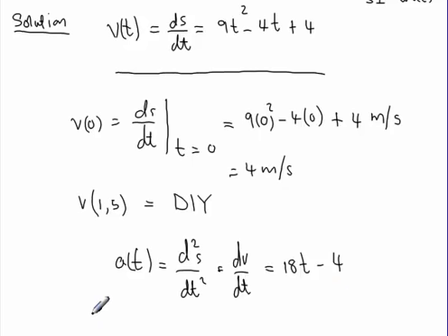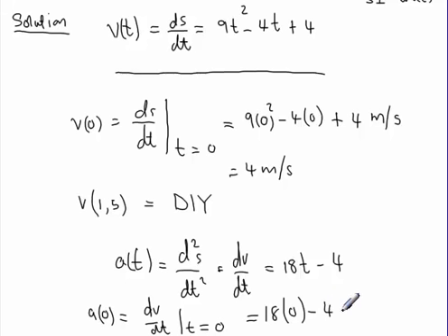Then, if we now want a at 0, what are we going to do? We're going to say dv/dt at t equals 0. Then we substitute 0 there, we get 18 times 0 minus 4, and then we get this equals minus 4, and the units here are meters per second squared. The squared comes from there.